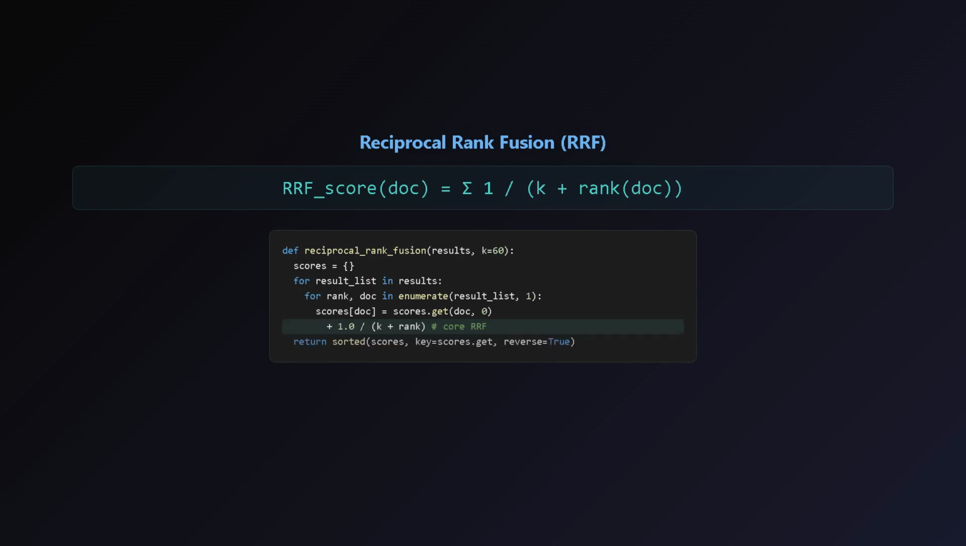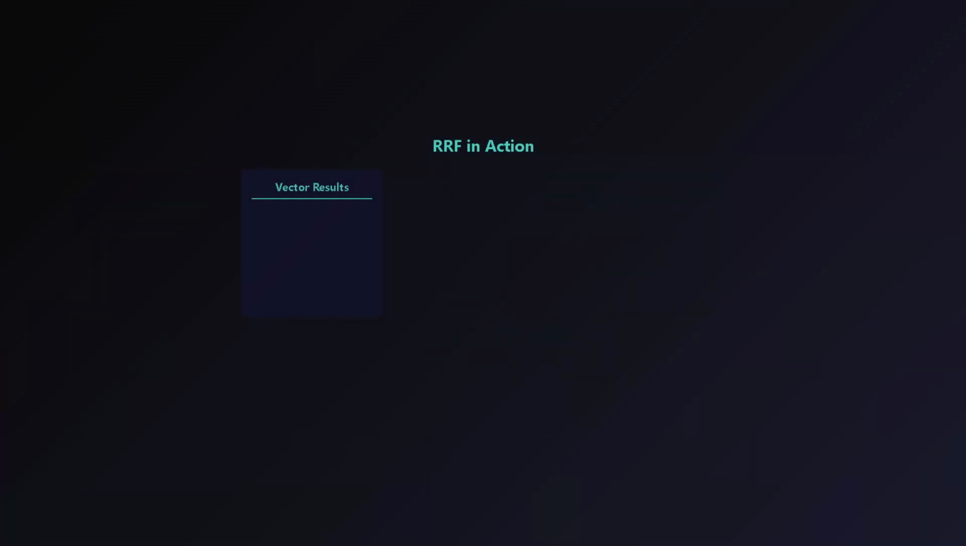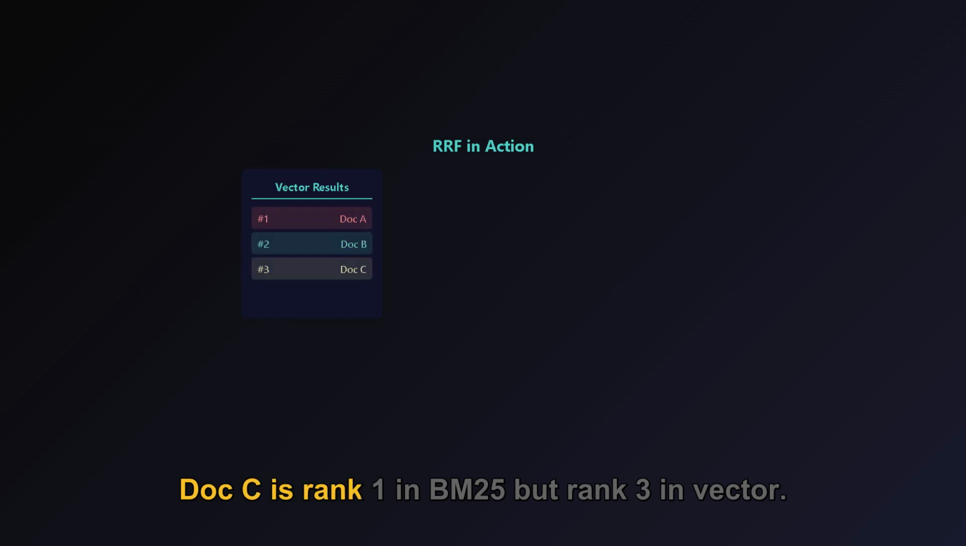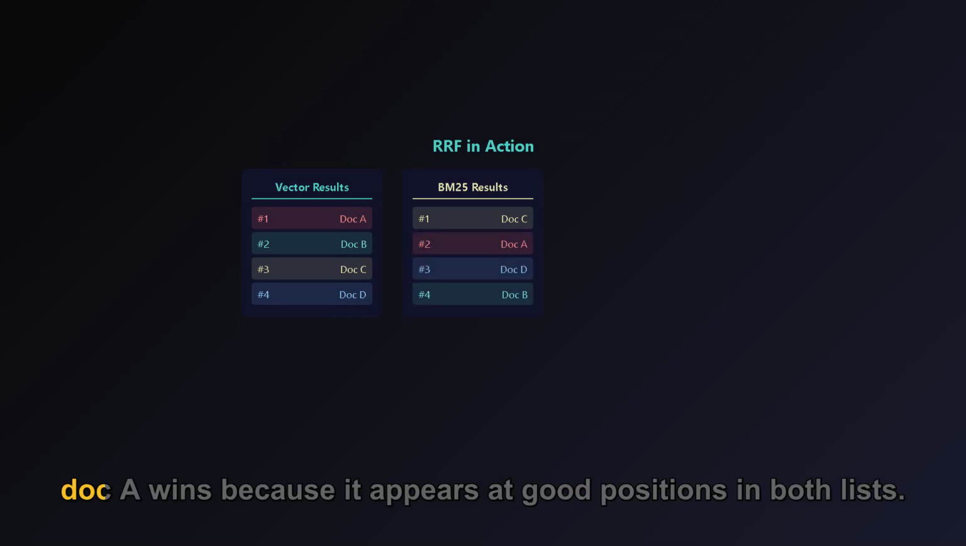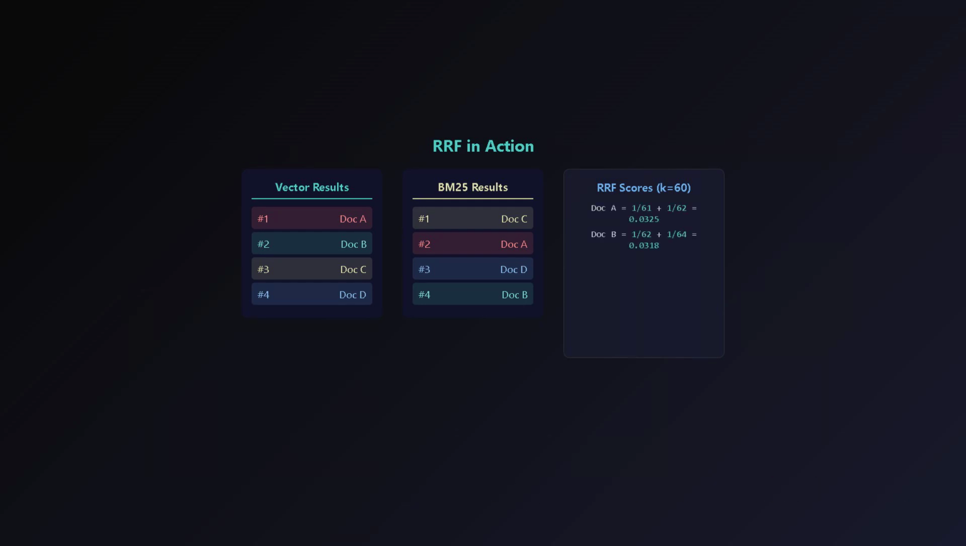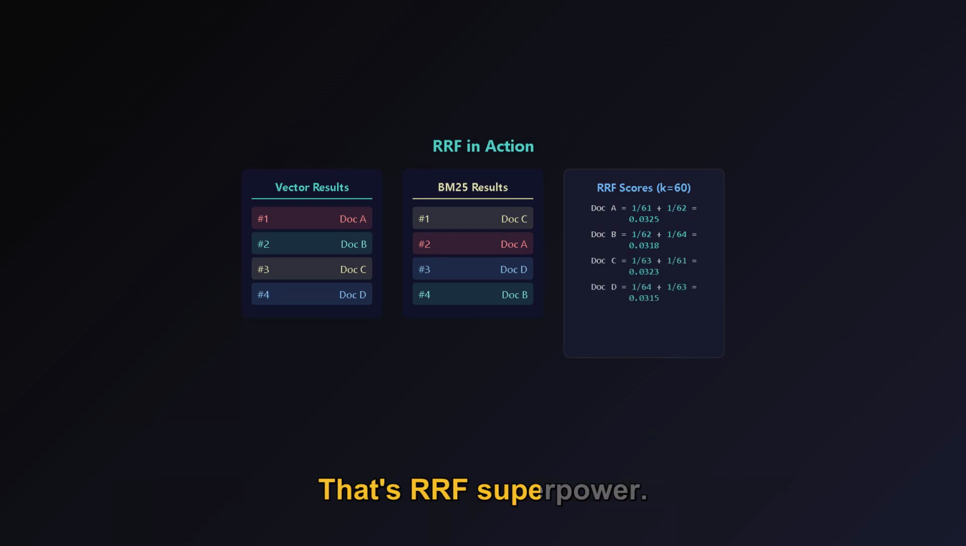Here's the magic. Say doc A is rank 1 in vector search and rank 2 in BM25. Doc C is rank 1 in BM25 but rank 3 in vector. When you compute RRF scores, doc A wins because it appears at good positions in both lists. Documents that show up in multiple lists get boosted. That's RRF's superpower.